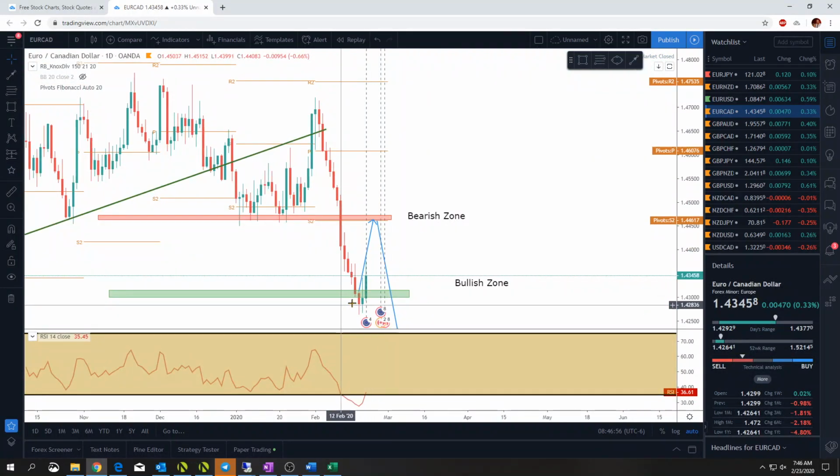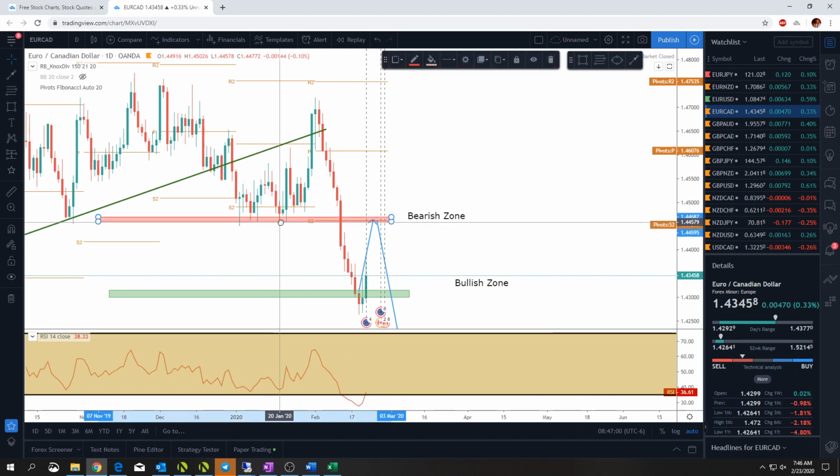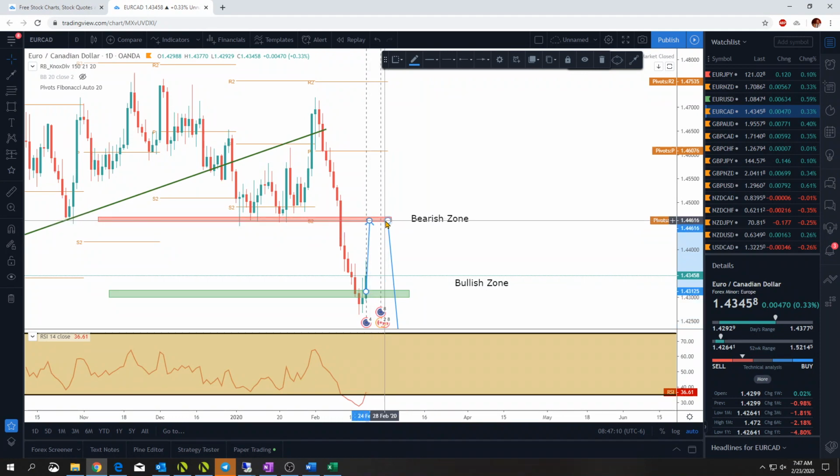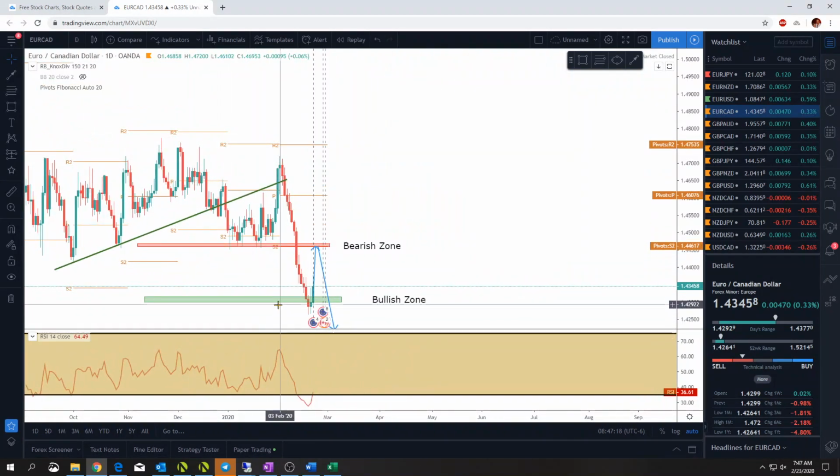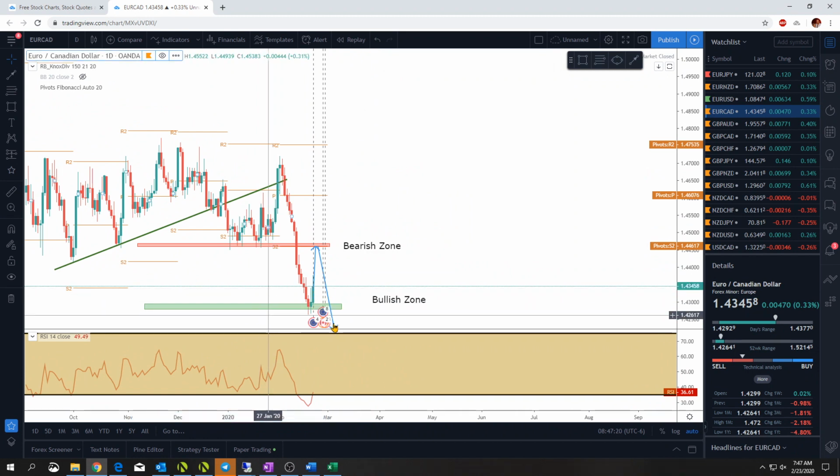Euro CAD, same thing, right? You can see we're targeting this S2 before we're bearish. I like this long still. Only reason I'm not in this trade is I'm still battling some drawdown on the robot account and want to be cautious of my margin.